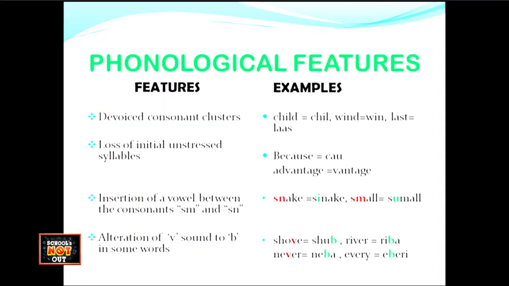The third one is insertion of a vowel between the consonants SM and SN. Look at these now. Snake. Me see one snake in the bush. Small. We insert the U. Lord, this too small. Can you think of any other one like this?